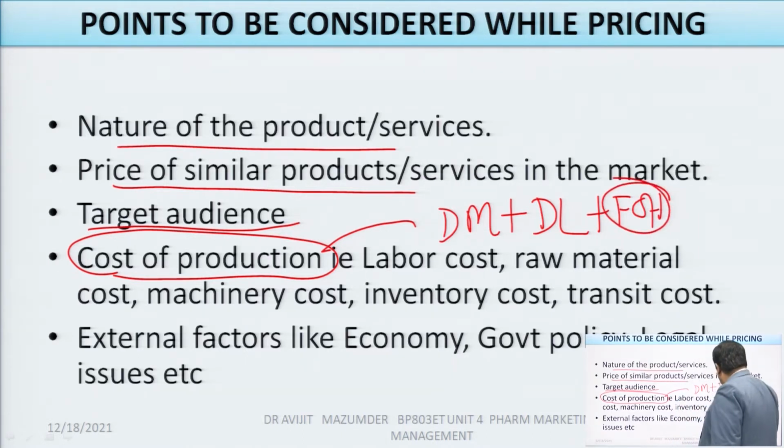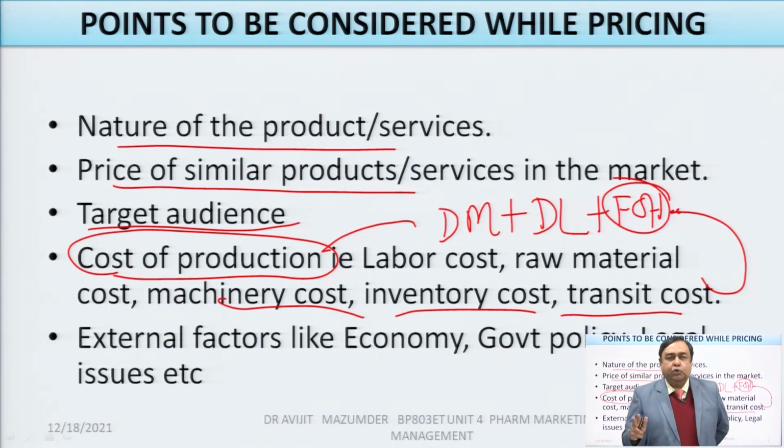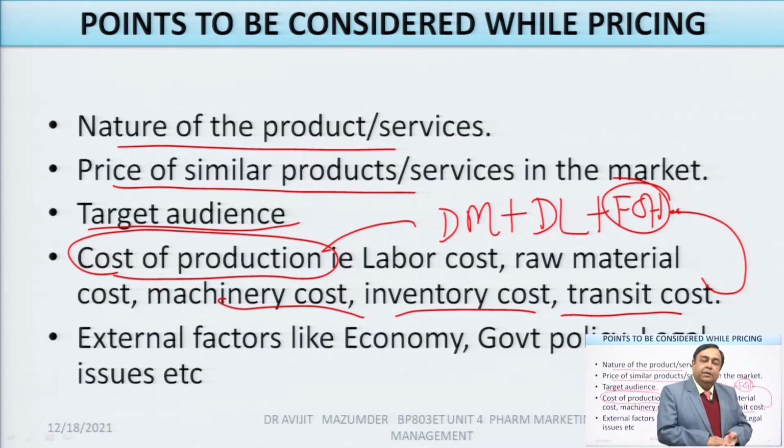This factory overhead already includes the machinery cost, inventory cost and transit cost. All this will come under this heading of factory overhead. The other factors which need to be considered are the economy of the country, the policy of the various regulatory bodies and the government. All legal issues have to be taken care of whenever we are deciding the price of a product.